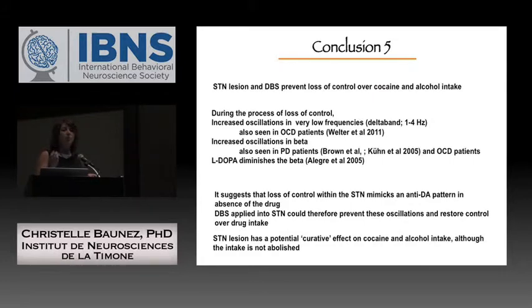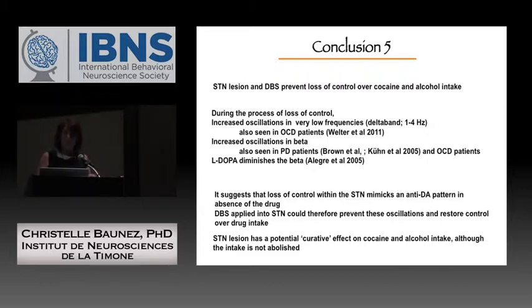So therefore, it suggests that the loss of control within the STN mimics an anti-dopaminergic pattern in absence of the drug. It's as if they're going to have the drug, and it's as if in expectation of that, they had a drop in the dopaminergic activity that develops even more during the course of the loss of control over the drug intake. So therefore, applying DBS into the STN could prevent these oscillations to appear and may restore the control over the drug intake, and then may explain why we have this preventative effect.